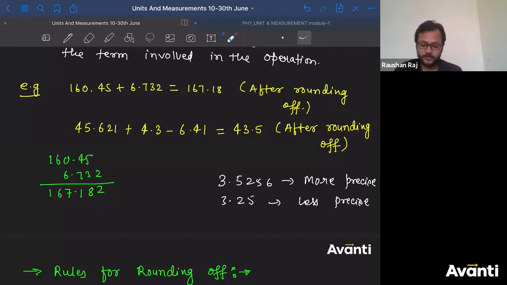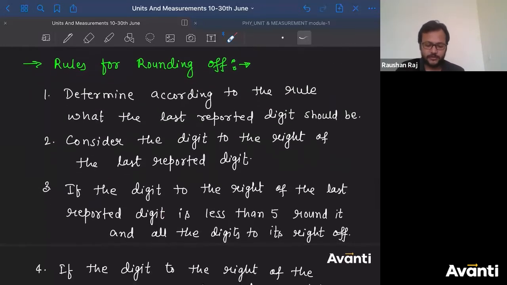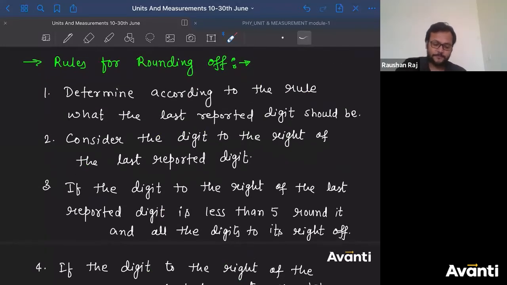What are the rules to round off? So there are some rules that you have to follow for rounding off. First rule is, and most of you know how to round off. So what is the first condition? First of all, determine according to the rule what the last reported digit should be. What does this mean? Which one should be the last reported digit?